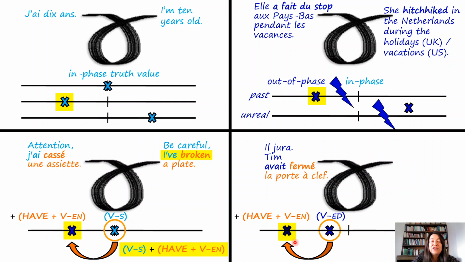So again, there's an interconnection here, but this time it's between a past event from which we look at an event that is even more in the past, even more out of phase, which means we'll need to express it with the past perfect, VED plus have plus VEN. That's the formula of the past perfect, which we will find in "had locked." "He swore." That's the first event here from which we stand and look at what happened before that. "Tim had locked the door."